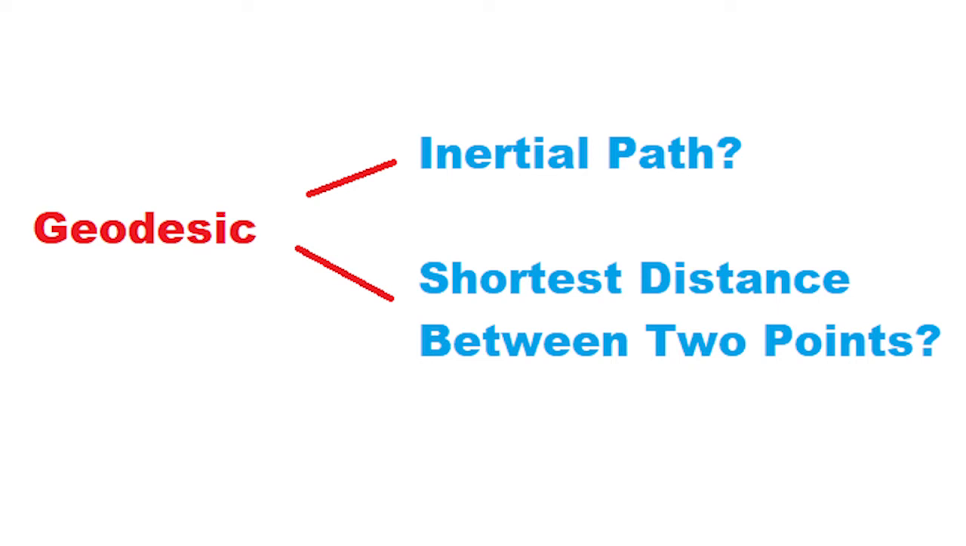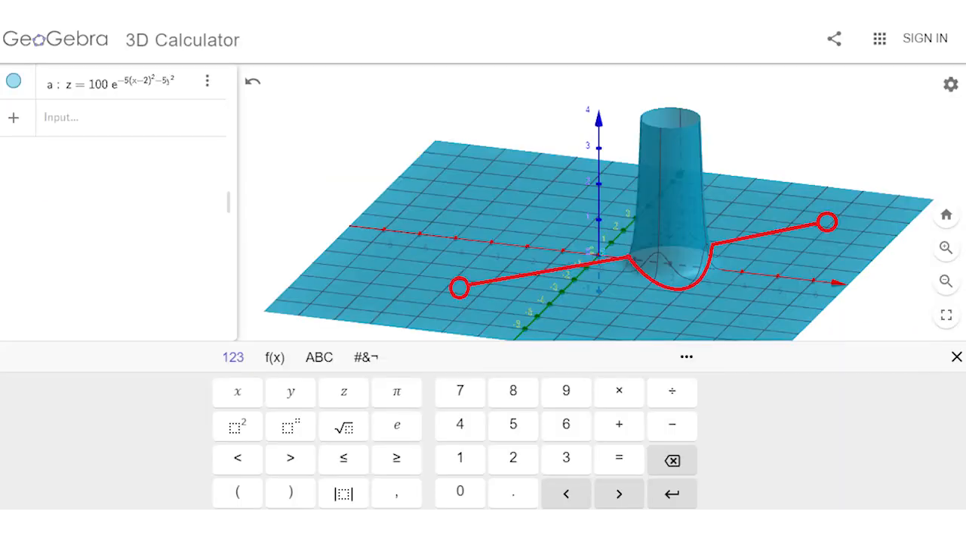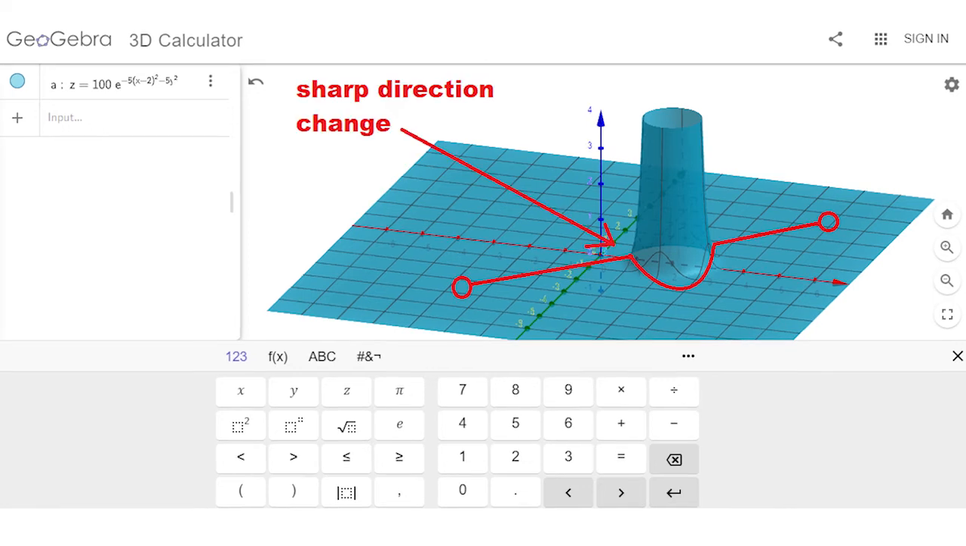Or is it an inertial path that doesn't bend to the left or right as you go across it? These are not the same thing on surfaces in general. To demonstrate, on this surface here, the path with the shortest distance between points bends sharply when it reaches the obstacle. It is not an inertial path. Shortest global distances and inertial paths aren't the same thing on all surfaces.